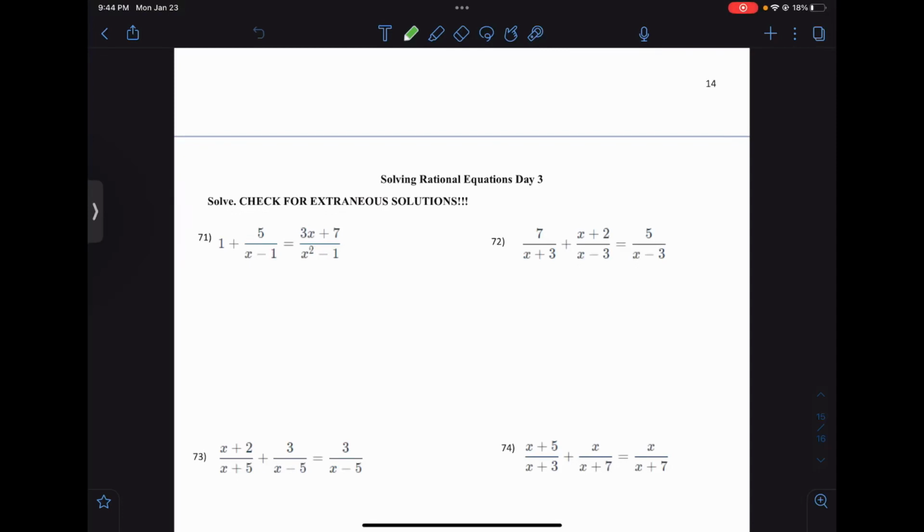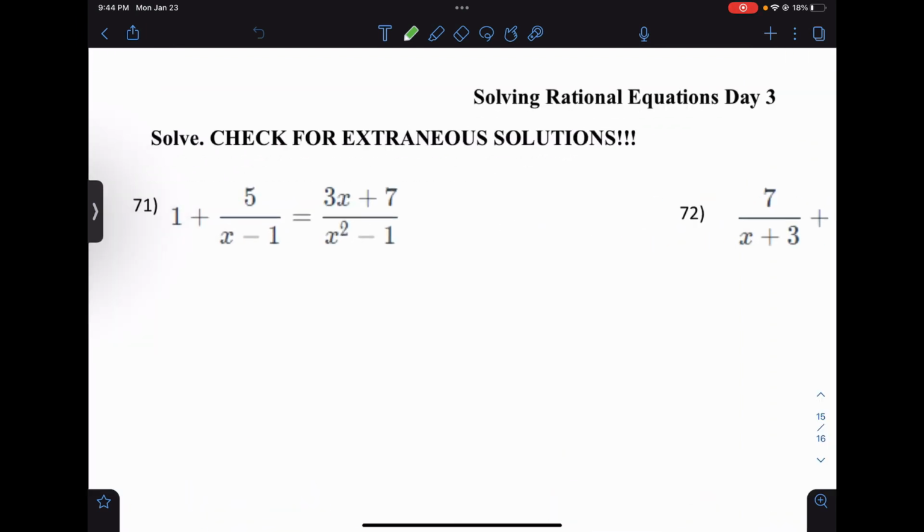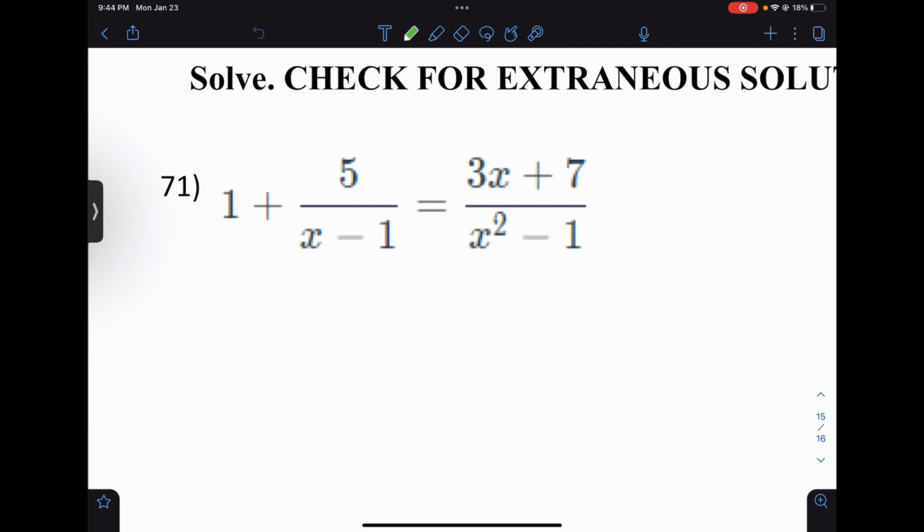Hi, Math 3 students. Today we are going to continue going over solving rational equations. I know this is our third day of doing this, so hopefully by now we're feeling pretty decent with this stuff. So we'll go ahead and start here with question 71.